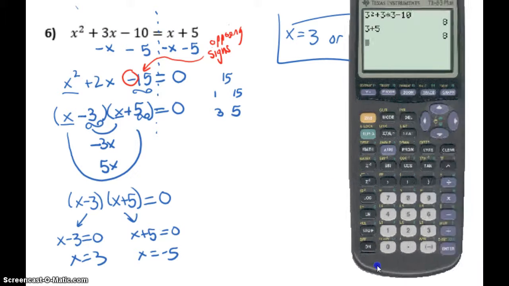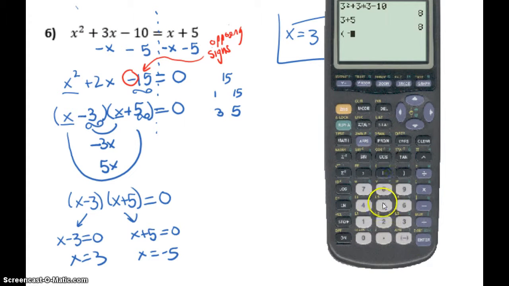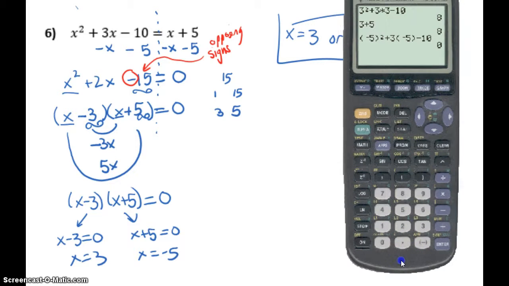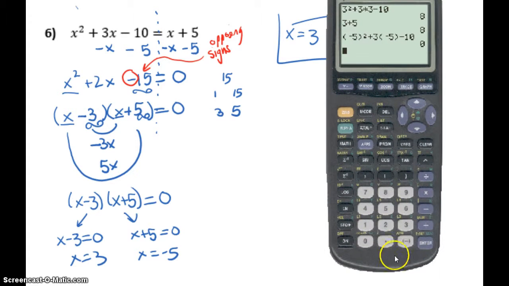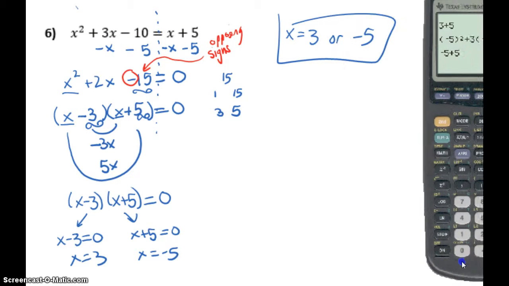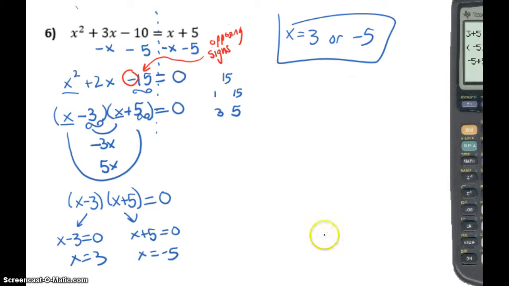Does the same thing happen with negative 5? Let's see. Negative 5 squared plus 3 times negative 5 minus 10. Okay, this time it's not 8. I can't read it, but I think it's a 0. Take negative 5, plug it into the other side. It's not an 8, but these are equal. So again, plugging in negative 5 makes the sides equal. So I'm fairly confident, 100% sure these are right.